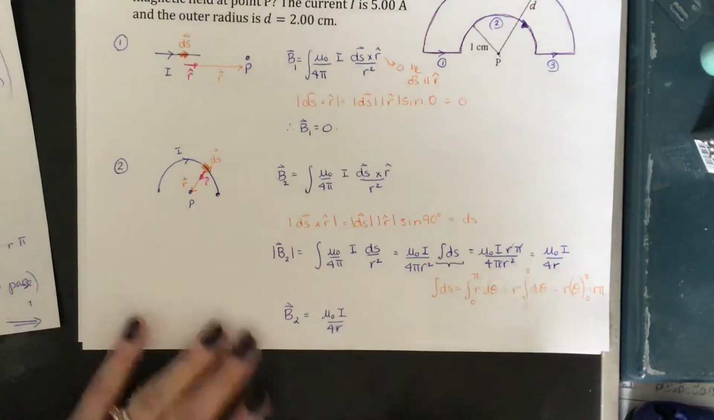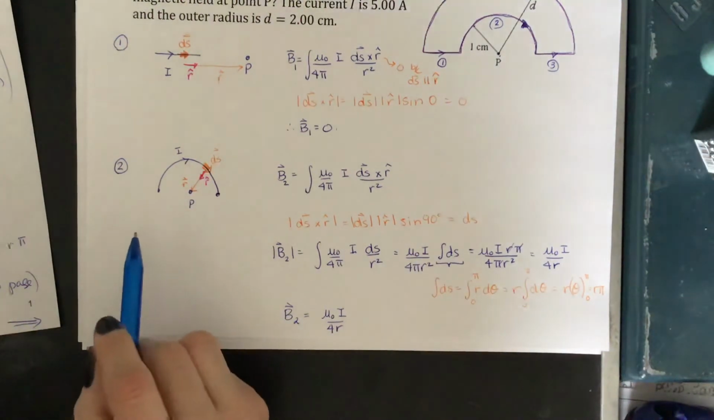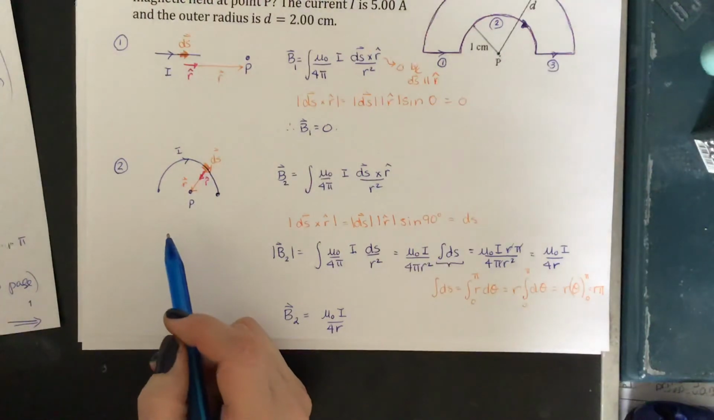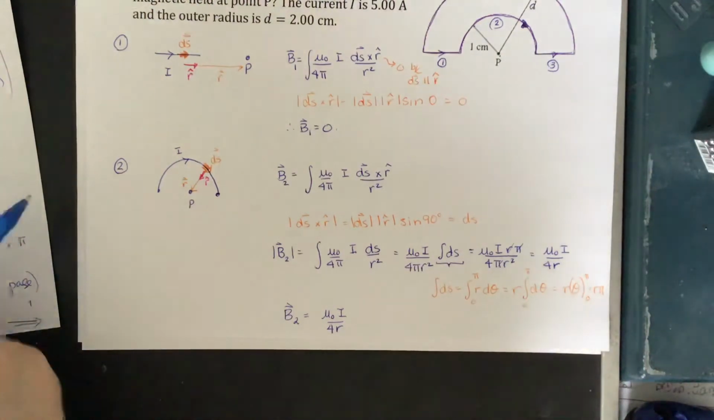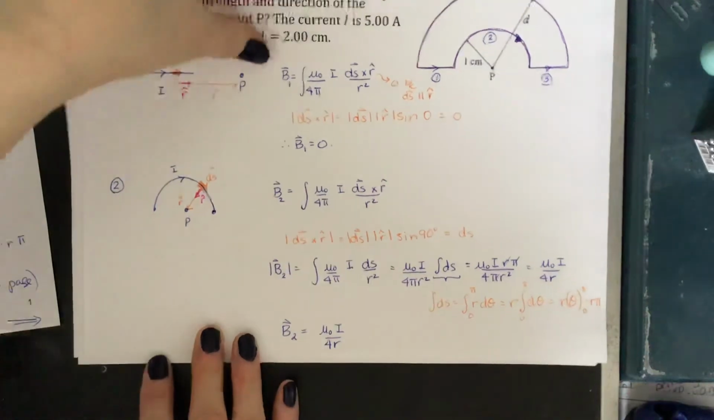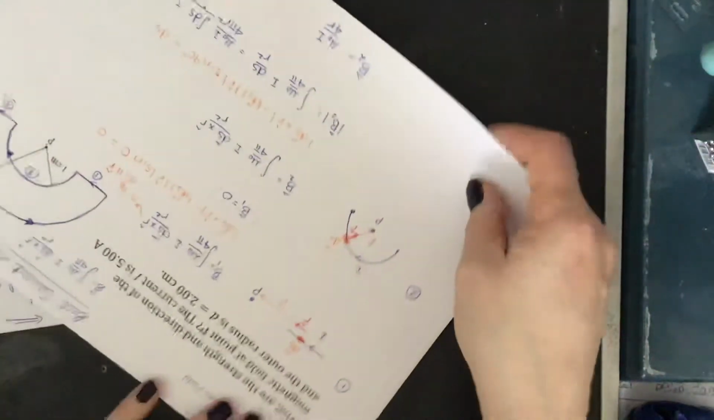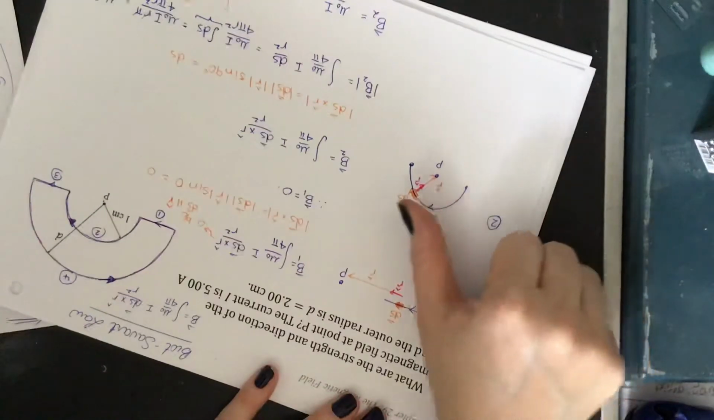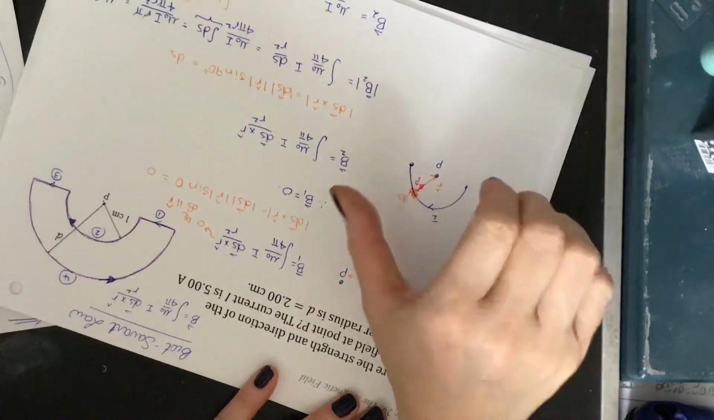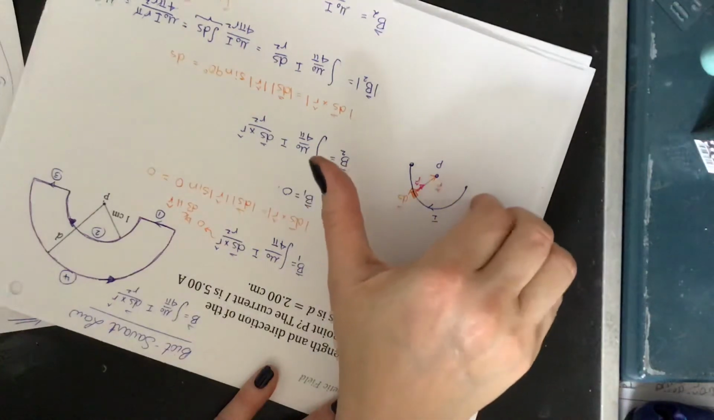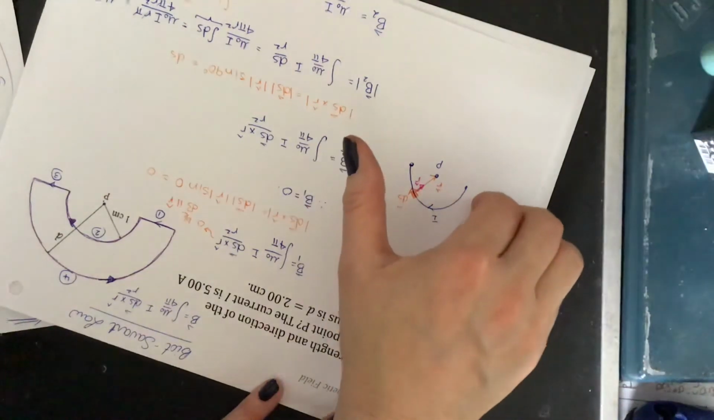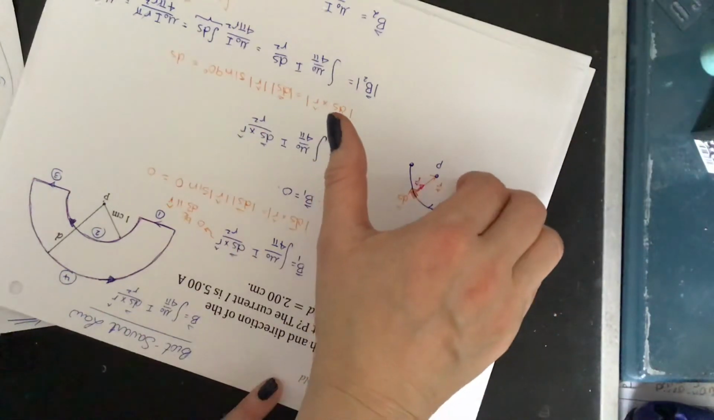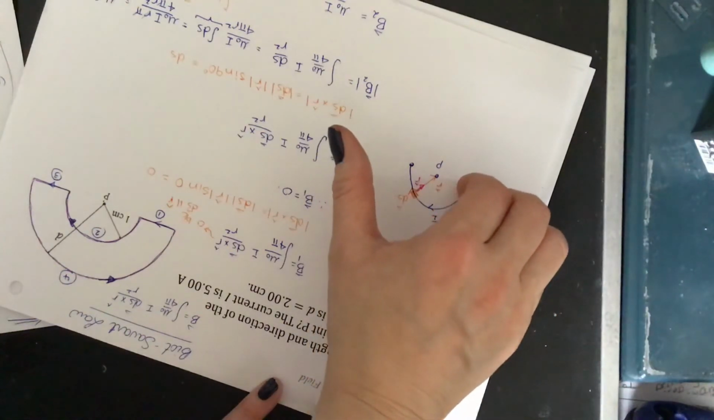For the direction, there's two ways we can do it. We can do our right-hand rule, which says that we point our thumb in the direction of current. So I'm just going to turn my paper, otherwise my hand's going to get all bendy. My thumb goes with the current in this direction, and then my curled fingers show the direction of the magnetic field. My curled fingers are pointing into the page at point P, so the direction is into the page.